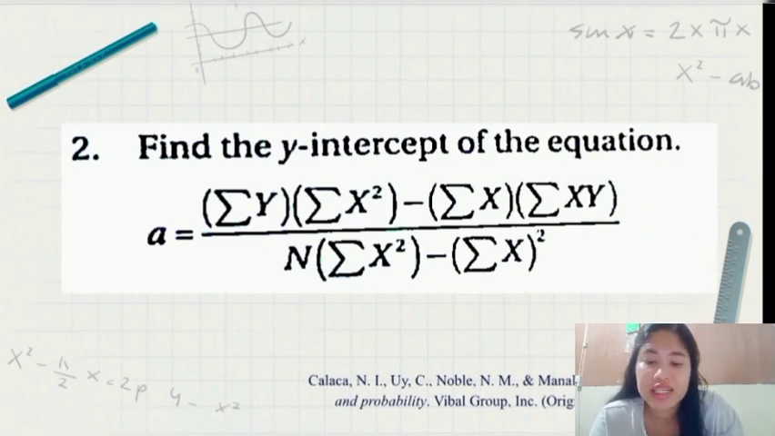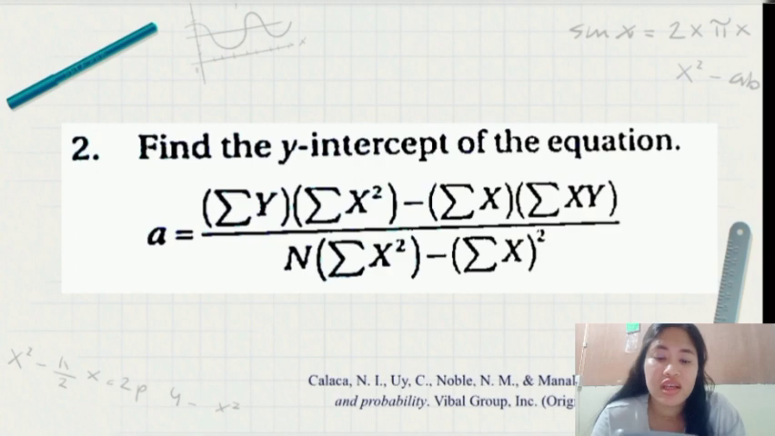And to find the y-intercept of the equation, the formula is a equals the summation of y multiplied by the summation of x squared minus the summation of x multiplied by the summation of xy, over n multiplied by the summation of x squared minus the summation of x, squared.